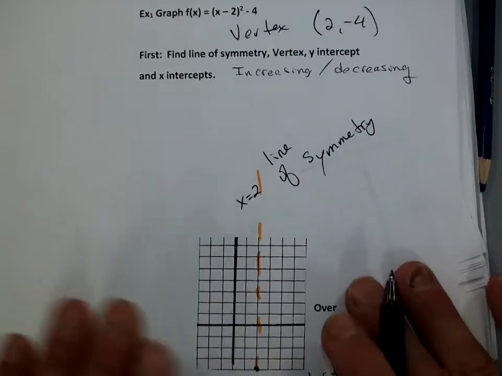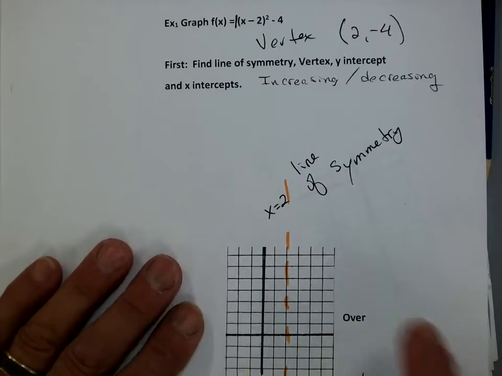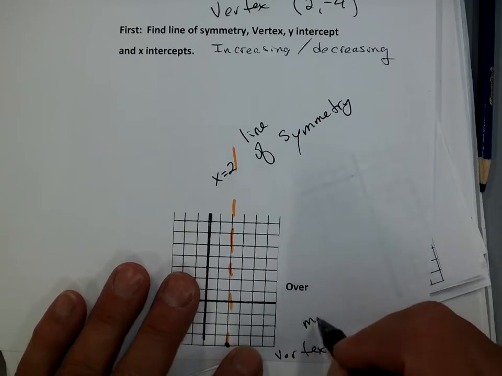Now, I also know that this is a positive 1 right here. I don't need it, it's an invisible one, but I know that this is going to be what I call a smiley face, which makes my vertex a minimum.